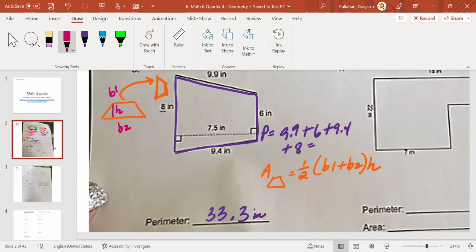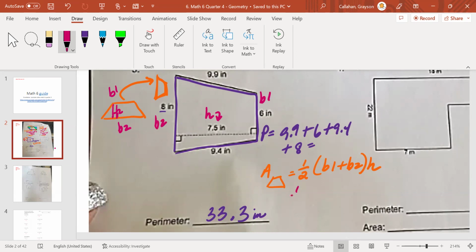Pick a number. It's a number that's gonna be where the right angle is, because the right angle is gonna be right there. Where do you have the right angle? 7.5. Yeah, that's your height. Okay, where's your base 1, base 2? 8 and 6. Yeah, base 1, base 2.